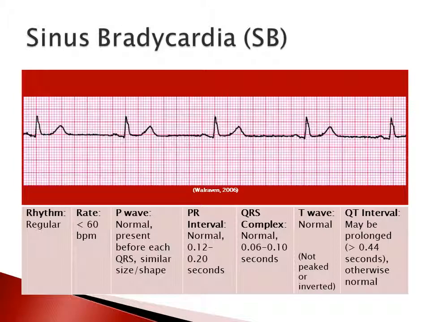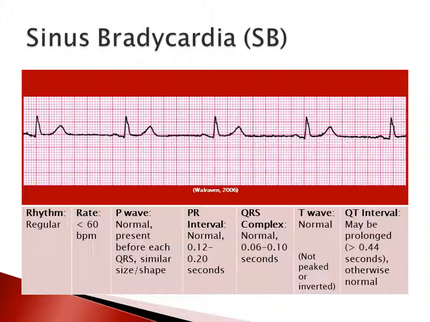So now we'll talk about sinus bradycardia. Sinus bradycardia is characterized by a sinus rate of less than 60 beats per minute and a regular rhythm. And it usually occurs as a normal response to a reduced demand for blood flow. So we'll look at this rhythm strip and we'll go through the steps of interpretation.